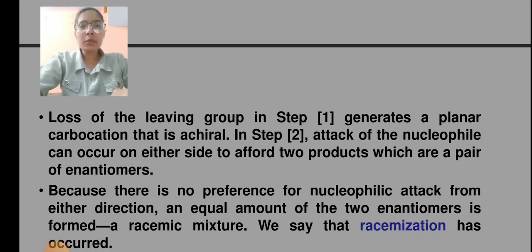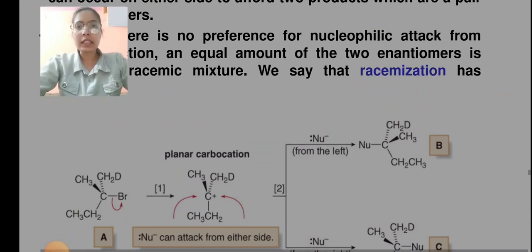In step 2, attack of the nucleophile can occur on either side to afford two products which are a pair of enantiomers. Because there is no preference for nucleophilic attack from either direction, an equal amount of two enantiomers is formed, a racemic mixture. We can say that racemization has occurred.